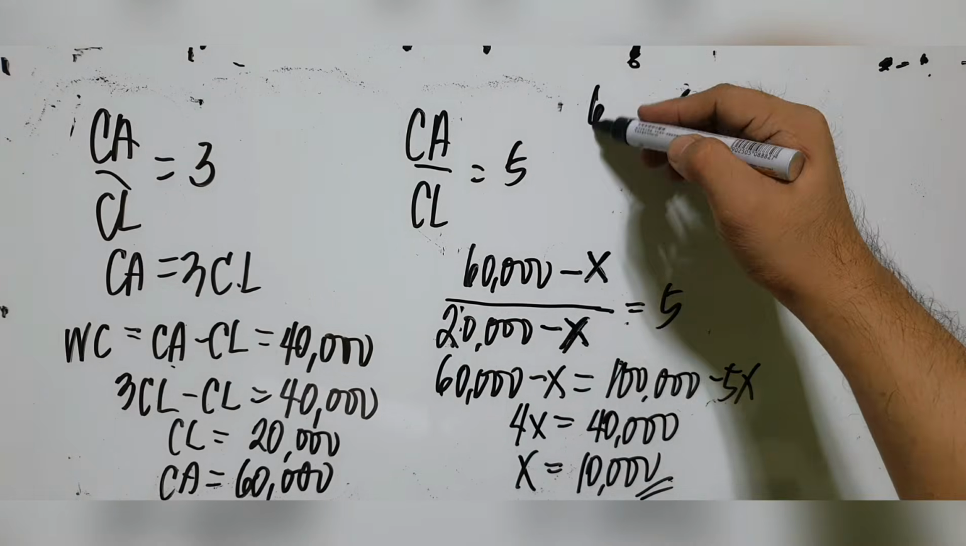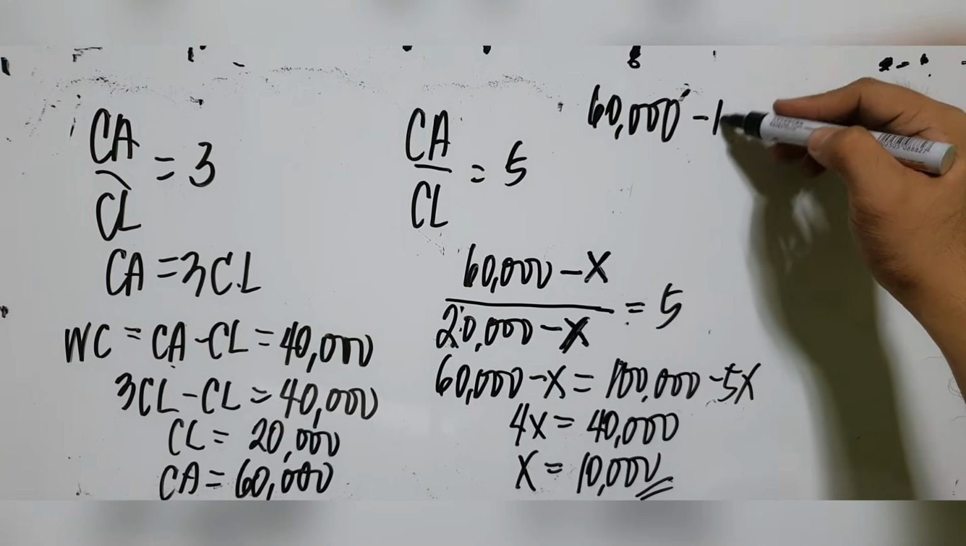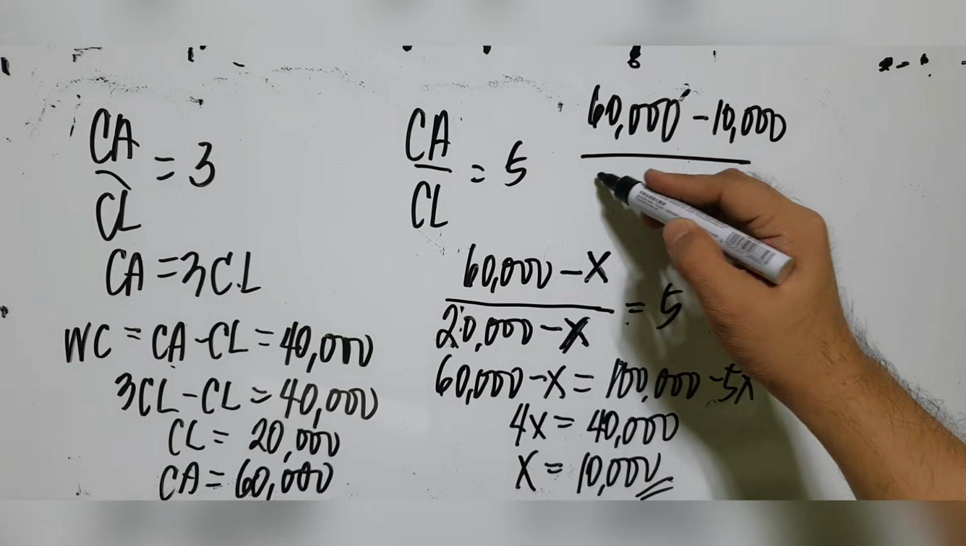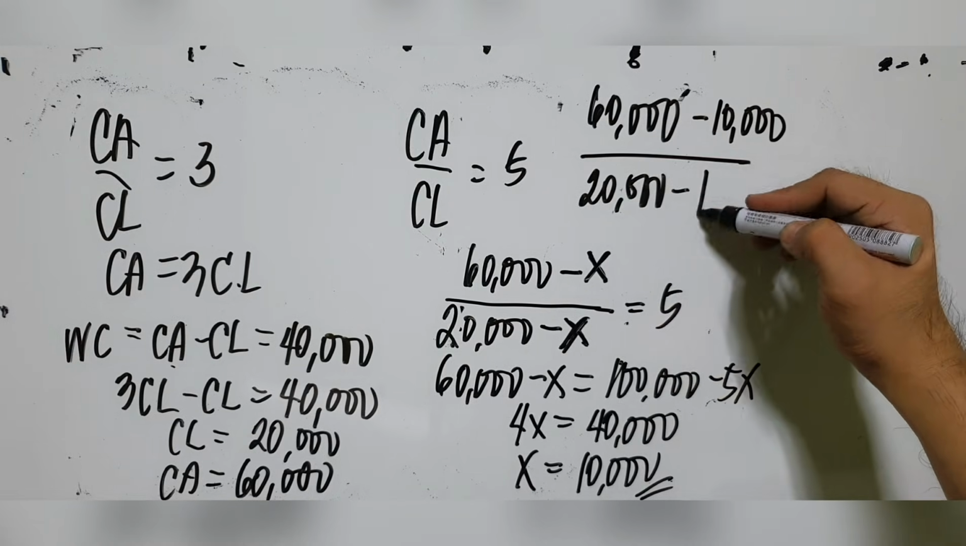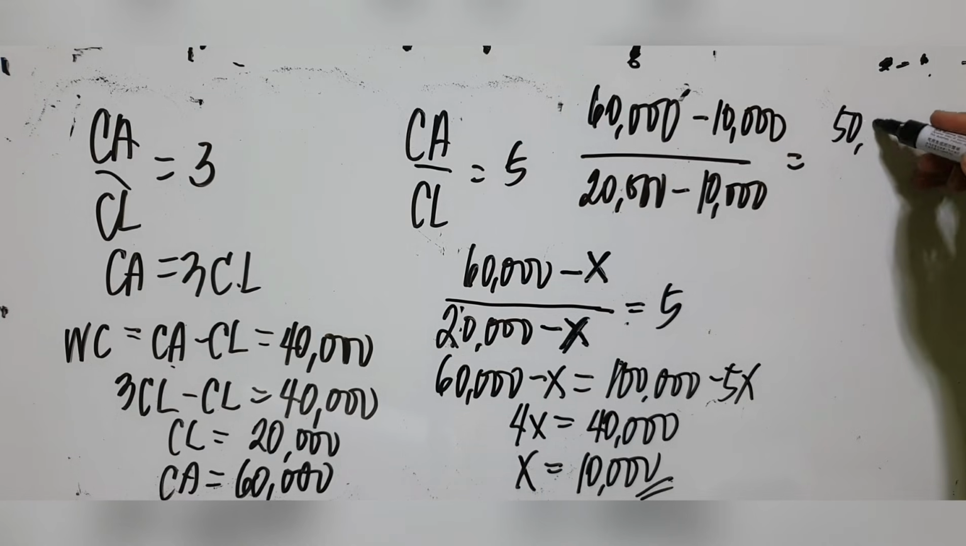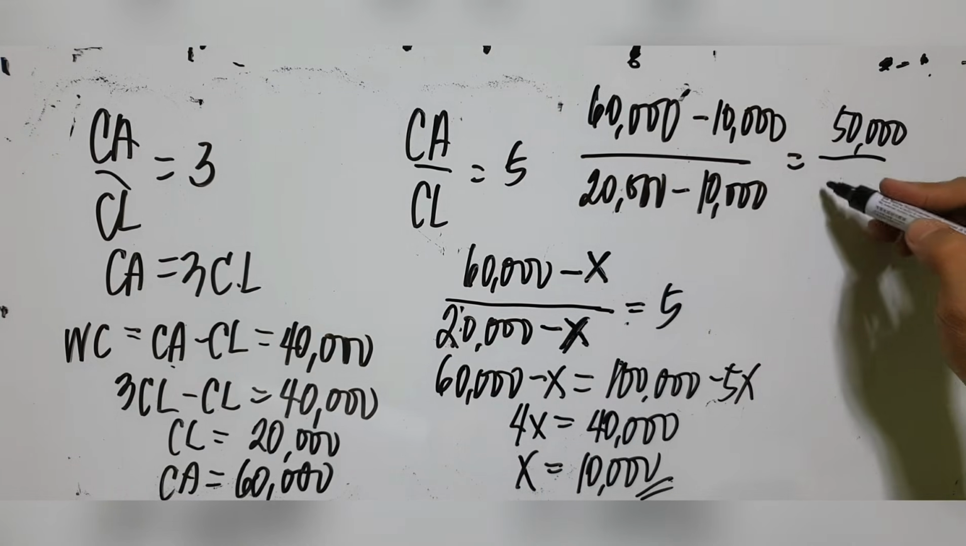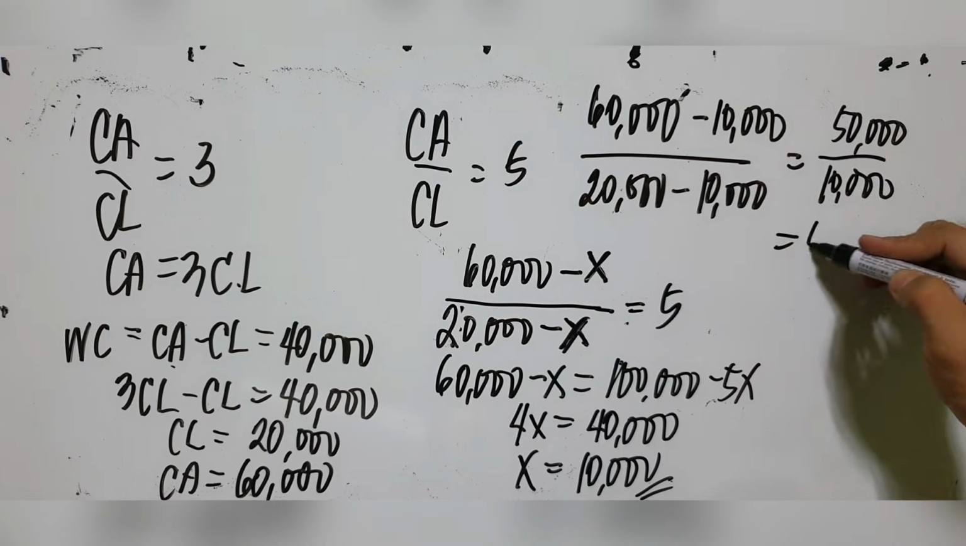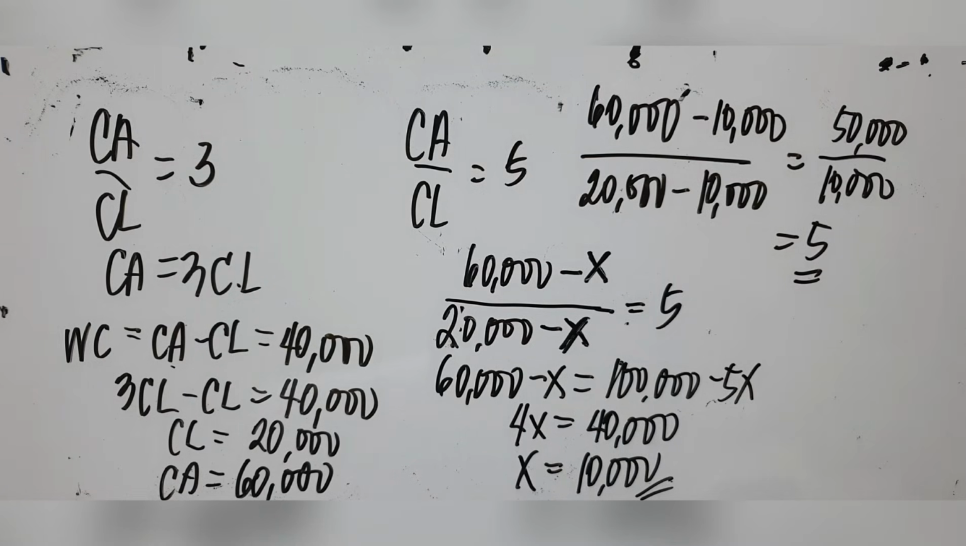And let's check. 60,000 minus 10,000 over 20,000 minus 10,000. So that would be, magkano to? 50,000 over 10,000. So the answer is really 5. So we are able to achieve the minimum desired na current ratio by paying 10,000 na accounts payable. Okay, so we are now down to the last problem, number 11.